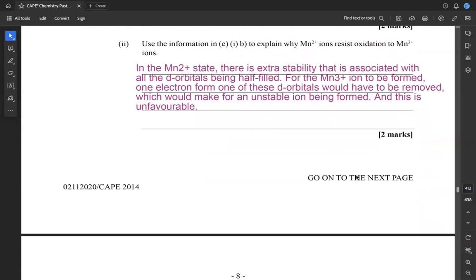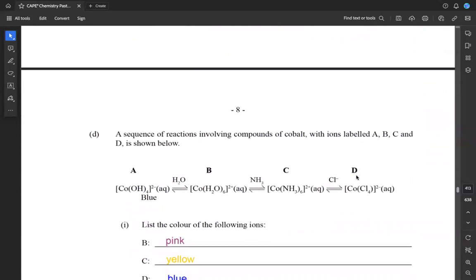All right. Moving right along to the next page, they're showing us a sequence of reactions involving compounds of cobalt with ions or complex ions labeled A, B, C, and D. We have A, a cobalt complex with the hydroxide ligand. Then we have water, so we have a ligand exchange reaction, exchanging the hydroxide ligand for the water ligand, and that's B. Then ammonia comes in and we exchange the water ligand for ammonia. Then the chloride ion comes in and we exchange the ammonia ligand for chlorine.